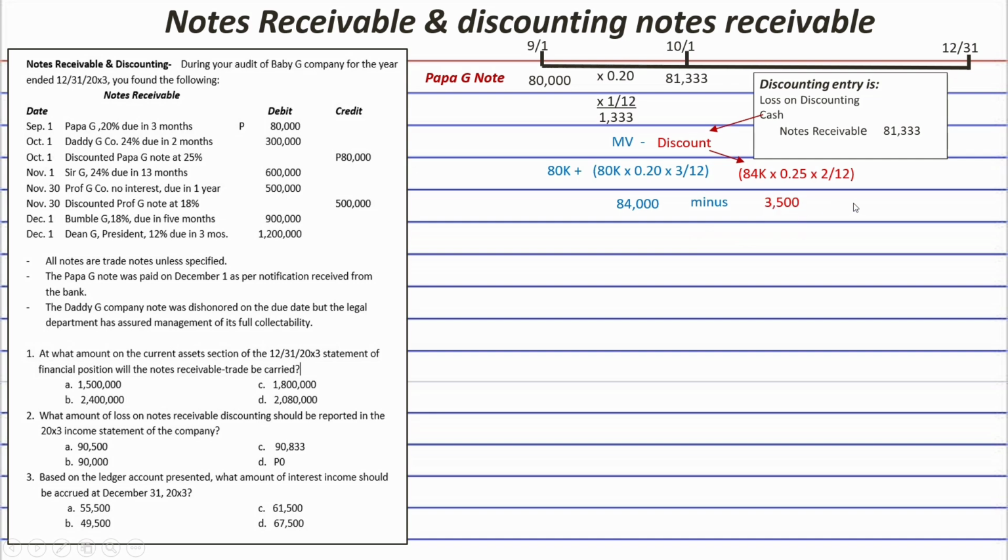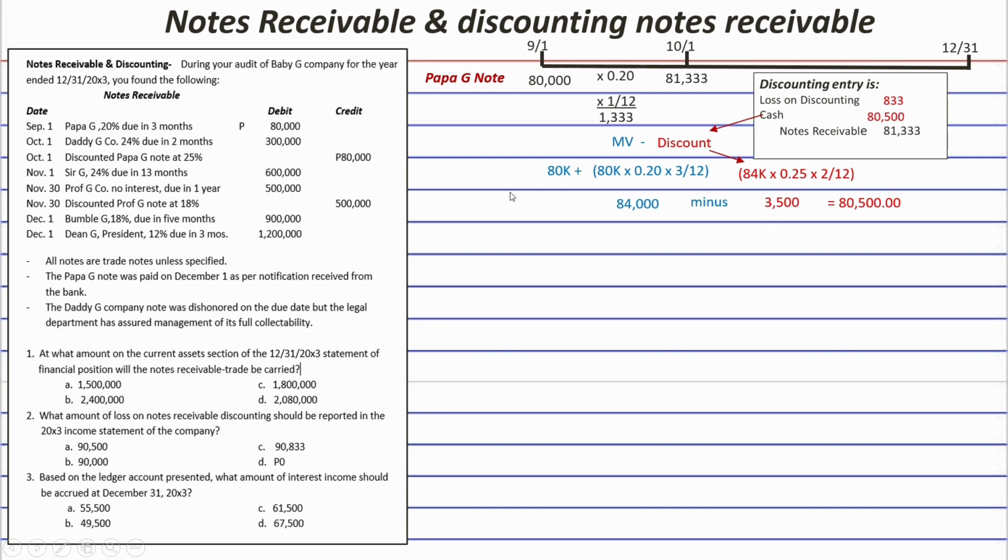So the proceeds is 84,000 minus 3,500 equals 80,500. So again, that's the proceeds. So we should debit 80,500 in this entry. Okay? And since it's not balanced, we have to debit loss on discounting worth 833.